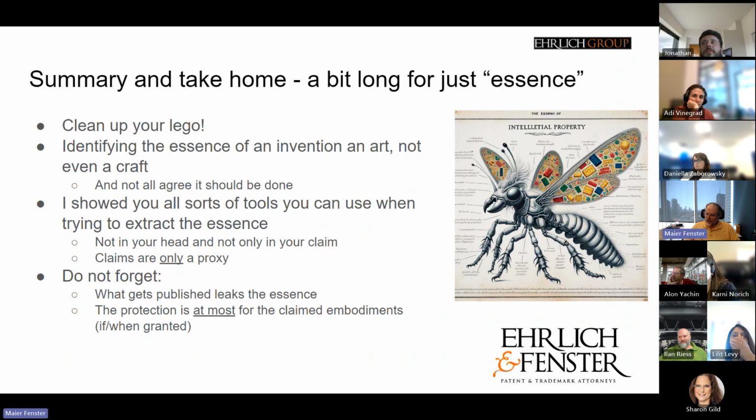Some people say, I have embodiments, I covered the embodiments, that's what I need to do. So I showed you all sorts of tools that I know people use, including myself. And you shouldn't apply them in the head, and you shouldn't apply them only on your claim. And you should remember the claim is only a proxy to the essence, because some things you can't write in a claim. And I'm reminding you that when you publish something and somebody is going to read your patent application or paper or conference poster, that leaks the essence. Even if you didn't spell out the essence, somebody should be able to apply one of these methods and cover the essence.